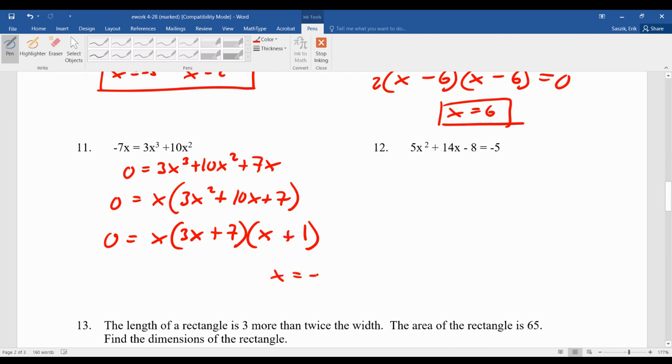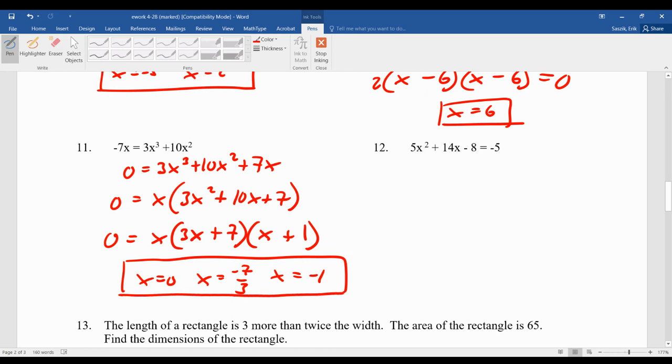Now here I'm going to get 3 answers. Remember, this is 7 over 3, make it negative. And that's 0. Whenever you have an x in the front, one of your answers is going to be 0. Okay? So we had 3 answers there because that was actually a cubic equation initially. And I'm just cranking along here. I would add 5, turns that into negative 3.